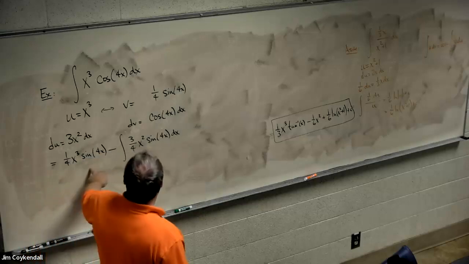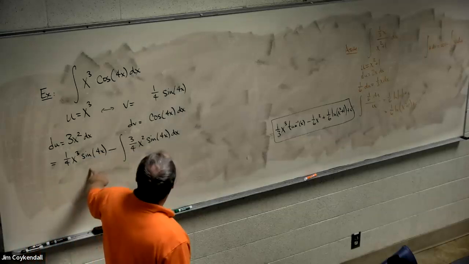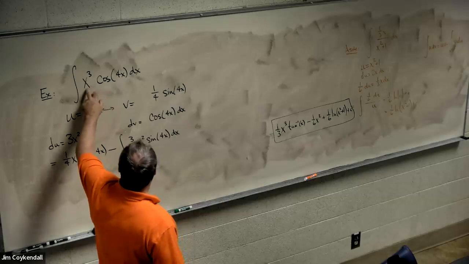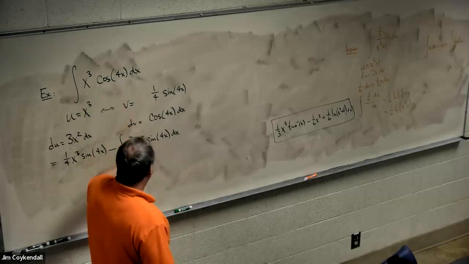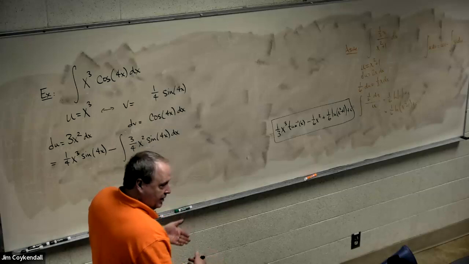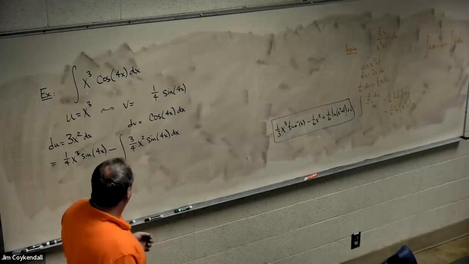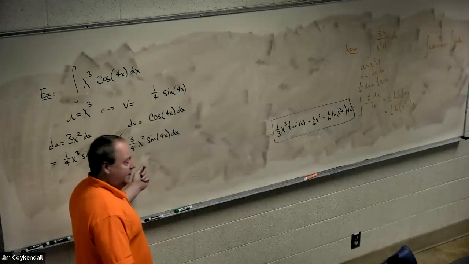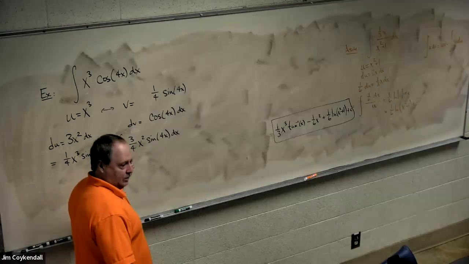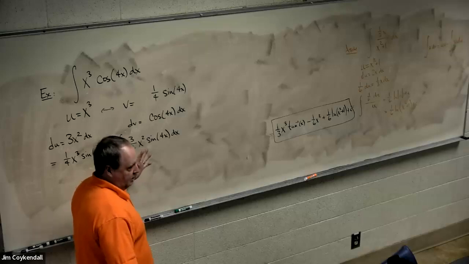Now, my situation is better, I think, because I had a cube times a trig function. Now I've got a square times a trig. So I seem to be going in the right direction. It is tempting to pull that 3/4 out of the integral, right? And that is certainly a legal move. Do it. Don't do it.